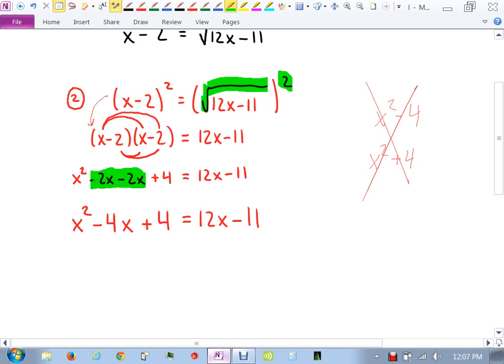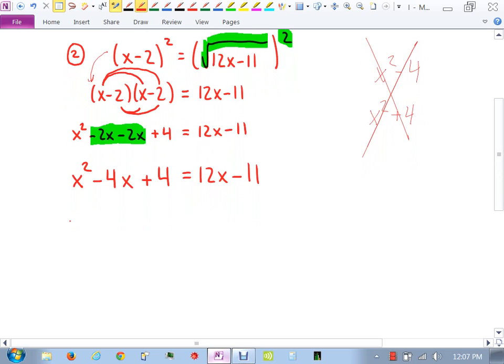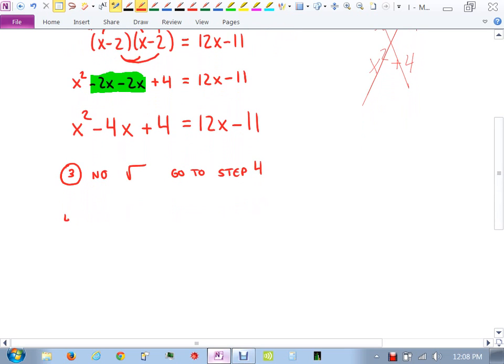All right, step 3. Step 3 says if you have a square root again, repeat it, right? Repeat the process? Yeah, so I have no square root, so I'm going to go to step 4. And to do step 4, we're going to solve the equation, right? So I want to solve this, what type of equation? Quadratic again.